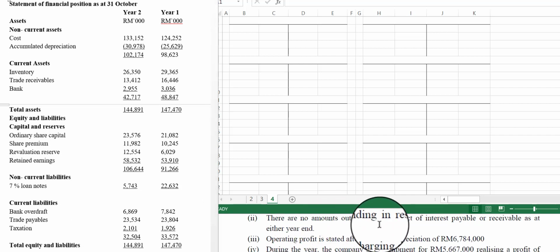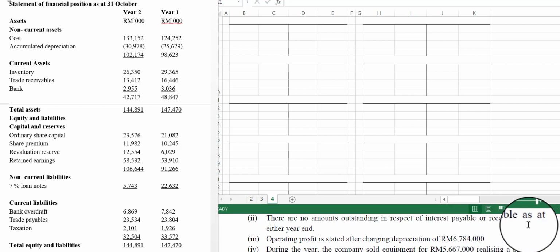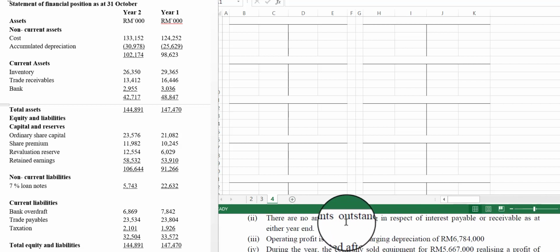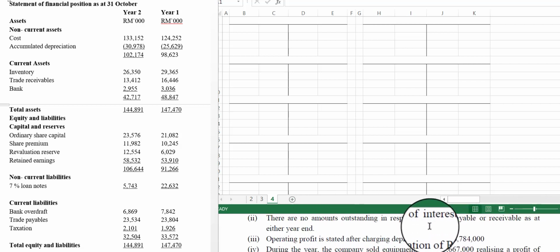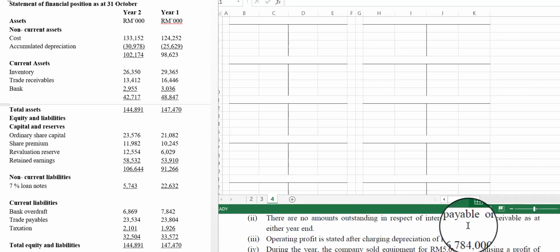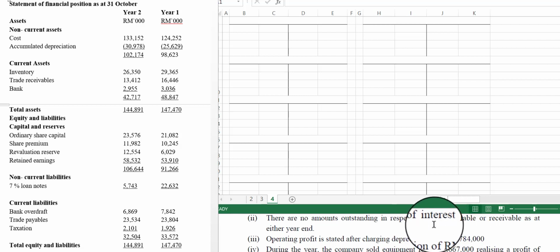Second, amount outstanding in respect of interest payable or receivable: no amount outstanding. So whatever interest amount that you have, that is the interest amount that you are going to use in the operations, and also to minus out in the operating cash flow as well. So no need to open the interest account as well because there is no payable.